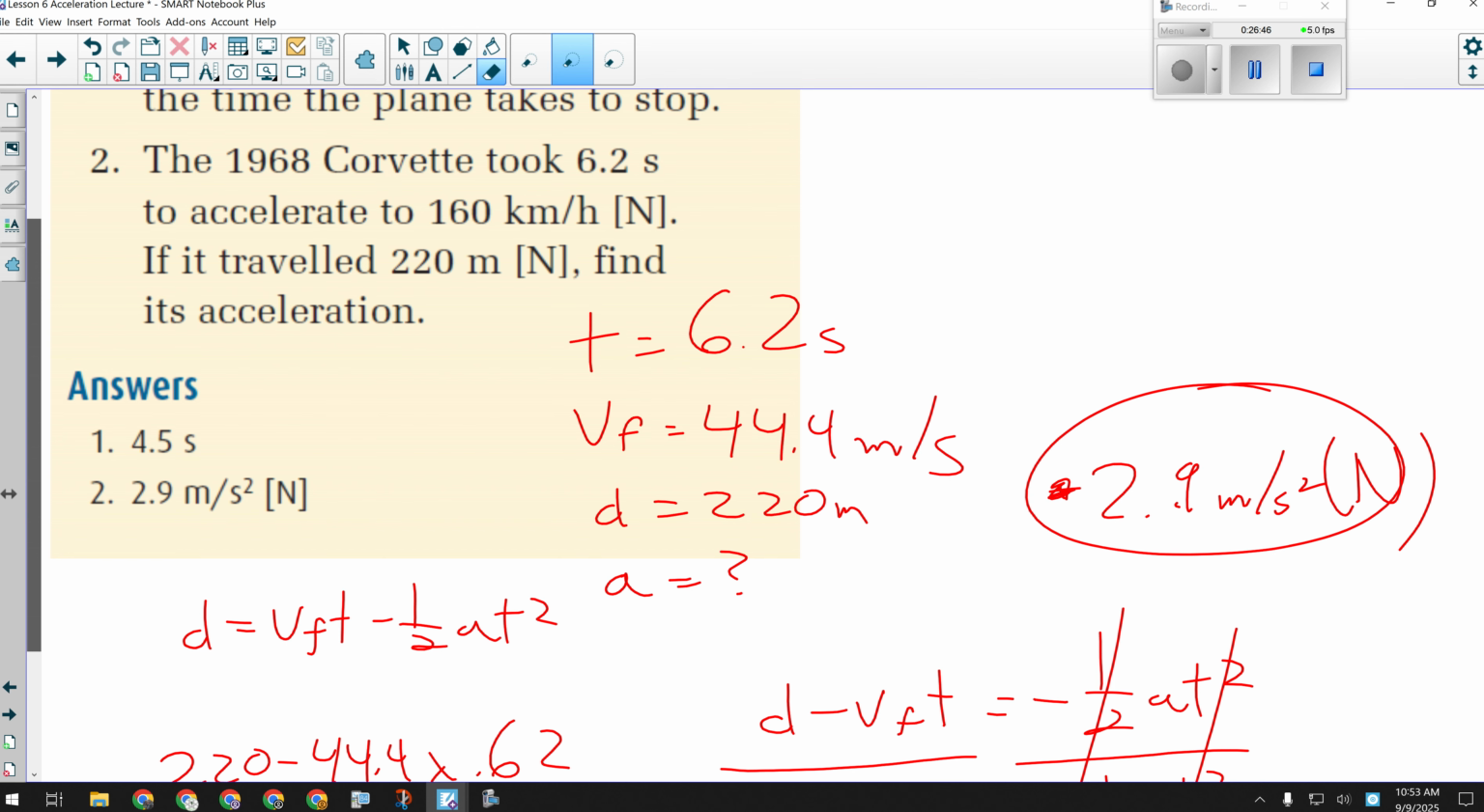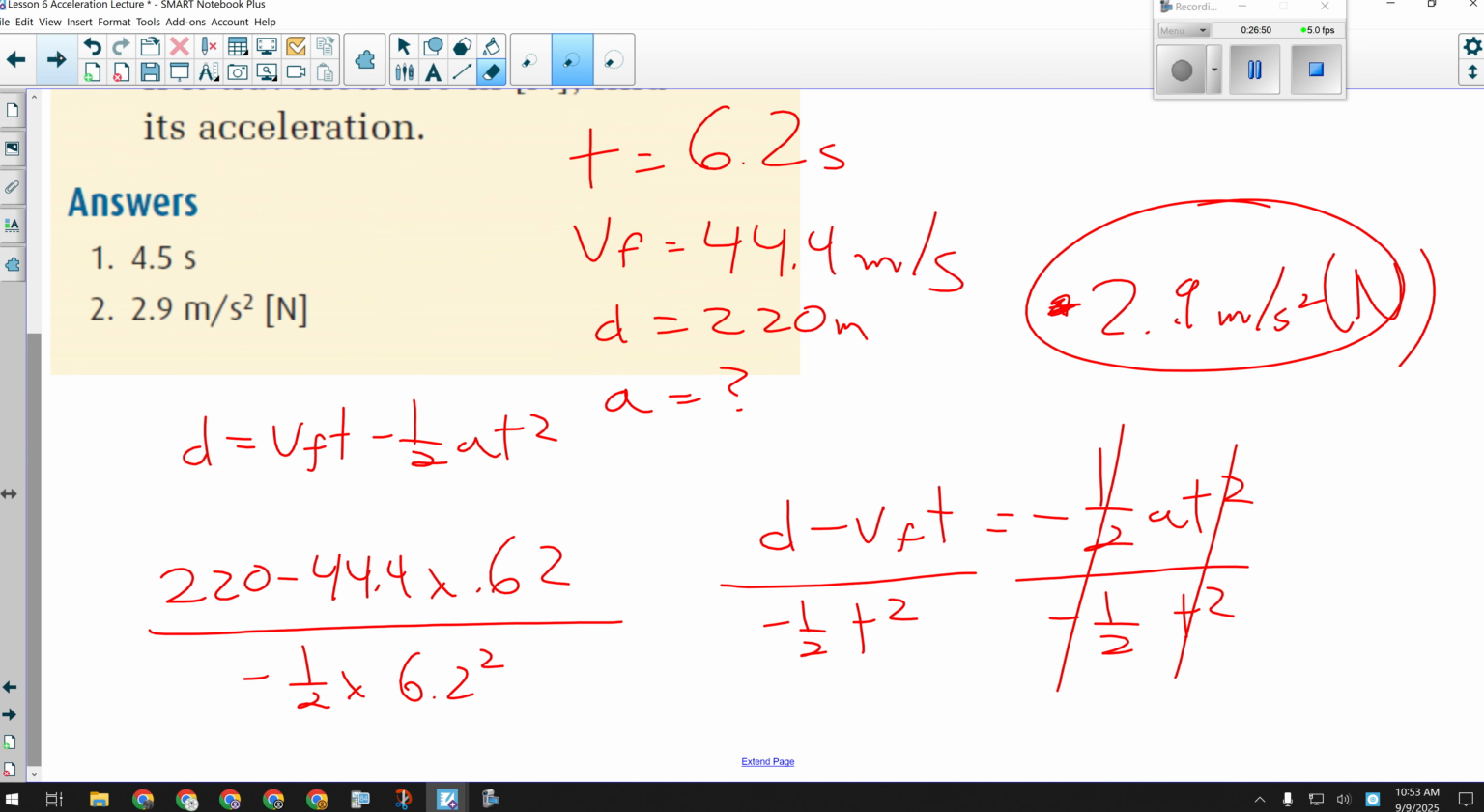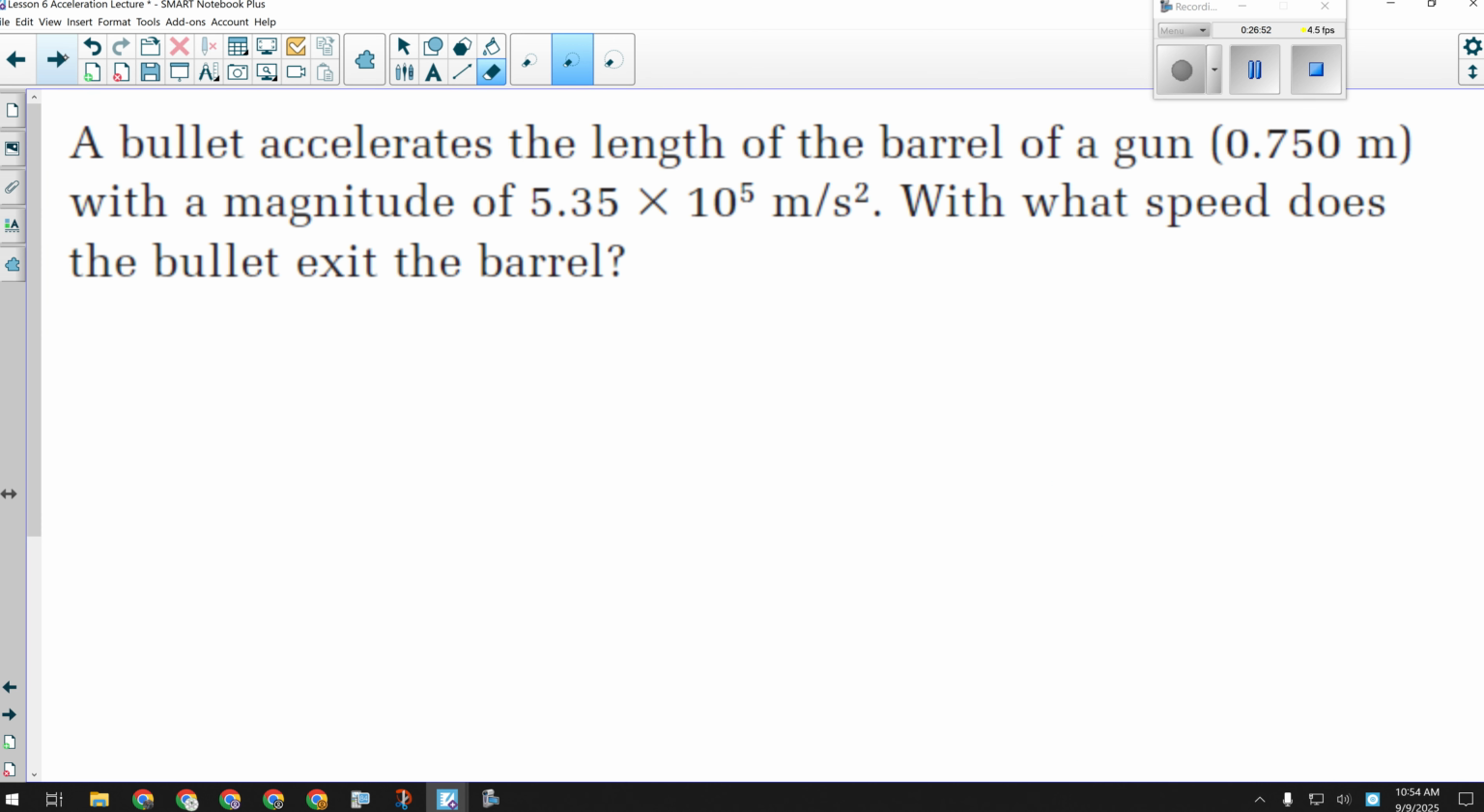Okay, we only have one left, and there's only one of those formulas now that we haven't talked about. Write that one down, give it a try.